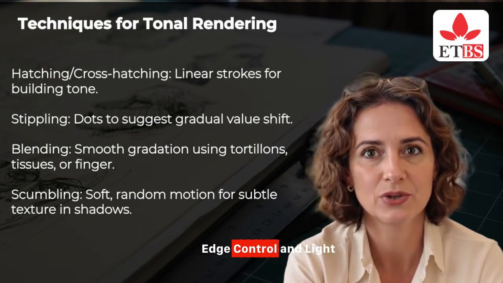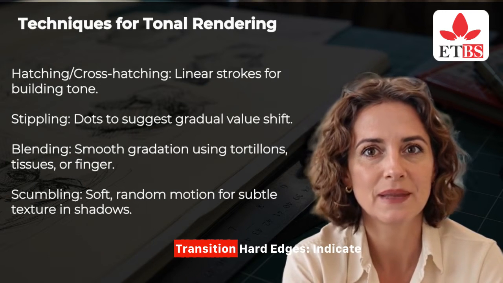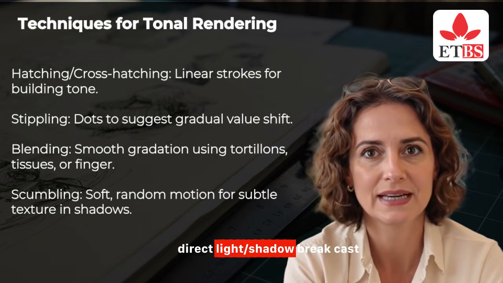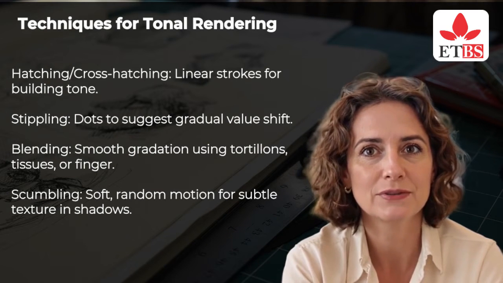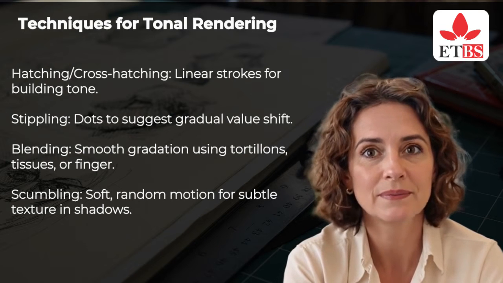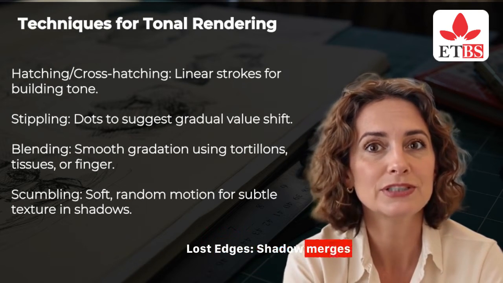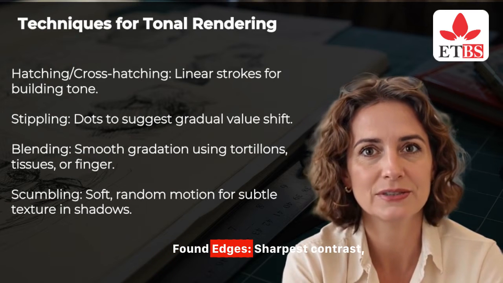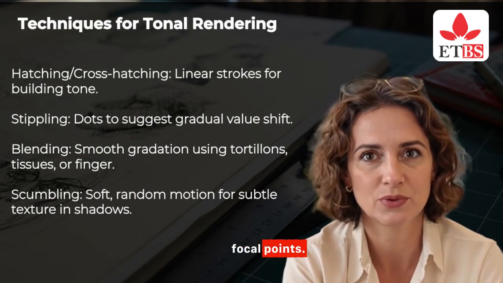B. Edge control and light transition. Hard edges indicate direct light/shadow break, cast shadows. Soft edges suggest roundness, form shadows. Lost edges: shadow merges into background. Found edges: sharpest contrast, focal points.